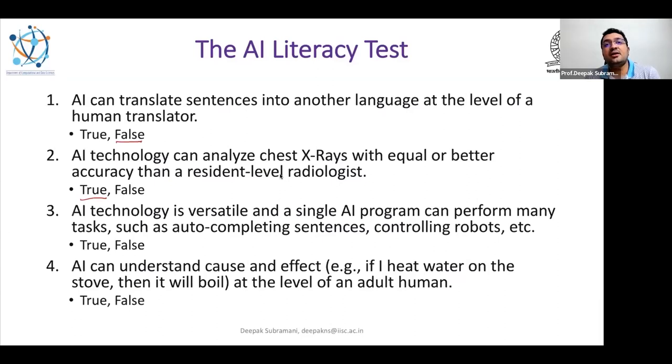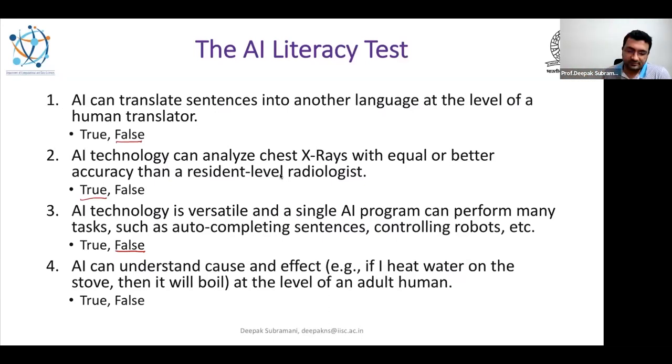Third question, AI technology is versatile and a single AI program can perform many tasks such as auto-completing sentences, controlling robots, etc. 67% of you think that it is true. In fact, it is false, right? A single AI program cannot do these tasks. So this is one of the major misconceptions about AI. When we hear AI, we think that it is an all powerful thing that can do all of these tasks, but it cannot, right? The single AI cannot do all of these tasks together.